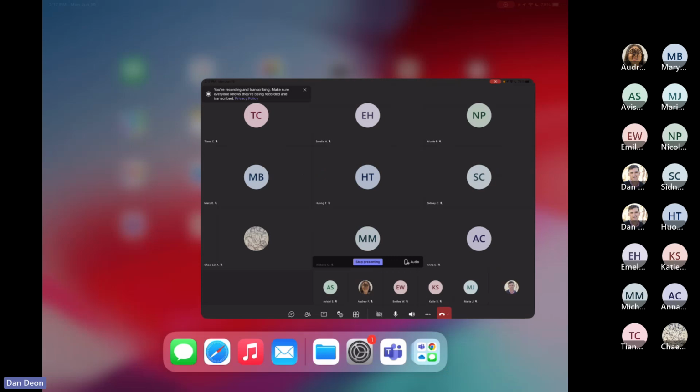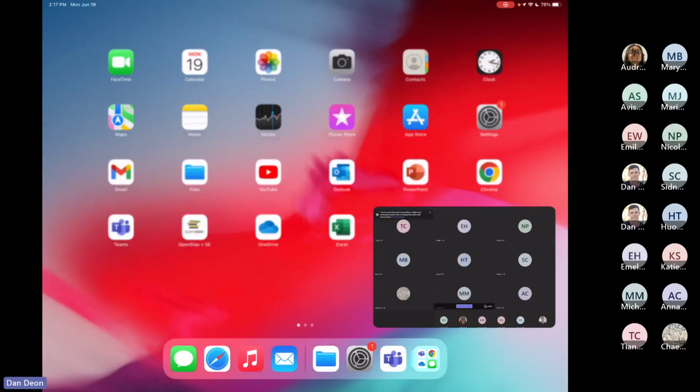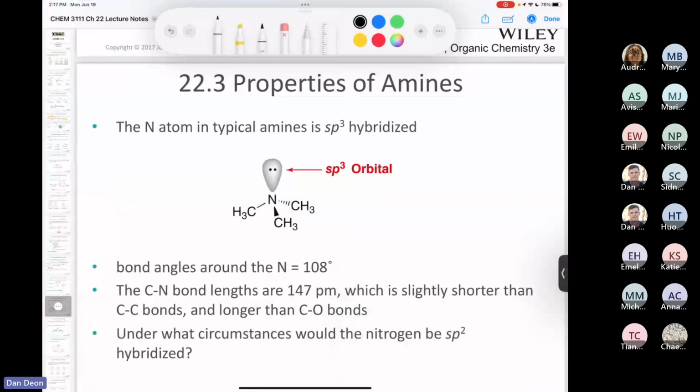All right, we covered the nomenclature of amines, and now we're going to get into properties of amines. Some you'll know. For example, you know that the nitrogen atom in a typical amine is sp3 hybridized. We have the lone pair in an sp3 hybrid orbital. The bond angles are close to 108, right? As long as you understand that they're going to be a little less than 109.5 degrees.